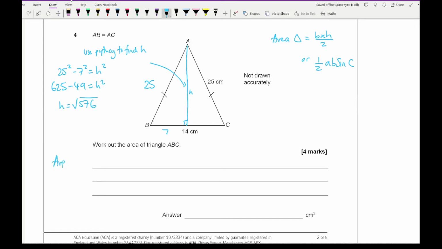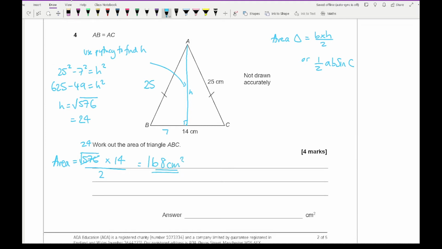So the area, therefore, of the whole entire triangle is going to be the base, or the height, which is the square root of 576, multiplied by 14, all divided by 2. And if I work that out, the square root of 576 is 24. And so I can just write 24 there. So it's 24 times 14 divided by 2 gives me an answer of 168 centimeters squared.